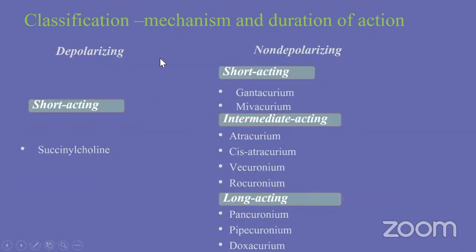Coming to the classification of neuromuscular blocking agents based on the duration and mechanism, they can be classified as depolarizing and non-depolarizing agents. For depolarizing agents, we have only one drug, a short-acting drug, succinylcholine. Non-depolarizing drugs can be classified into short-acting, intermediate-acting, and long-acting. Short-acting drugs are gantacurium and mivacurium. The most commonly used drugs are intermediate-acting: atracurium, cisatracurium, vecuronium, and rocuronium. Long-acting drugs are pancuronium, pipecuronium, and doxacurium.